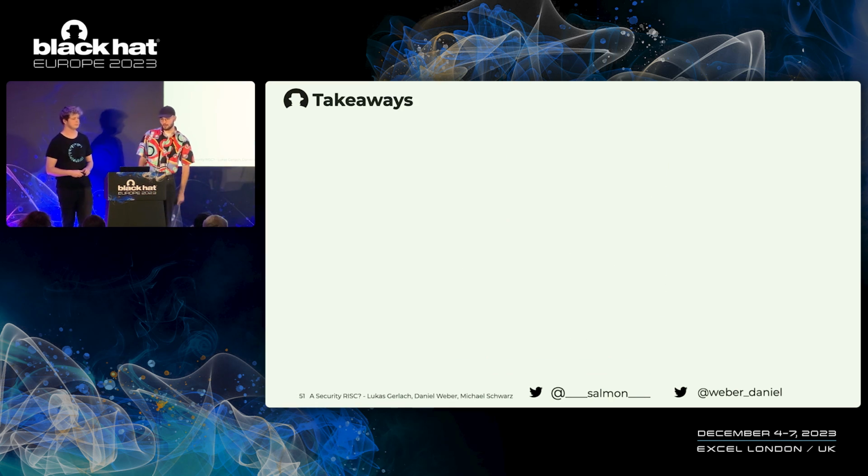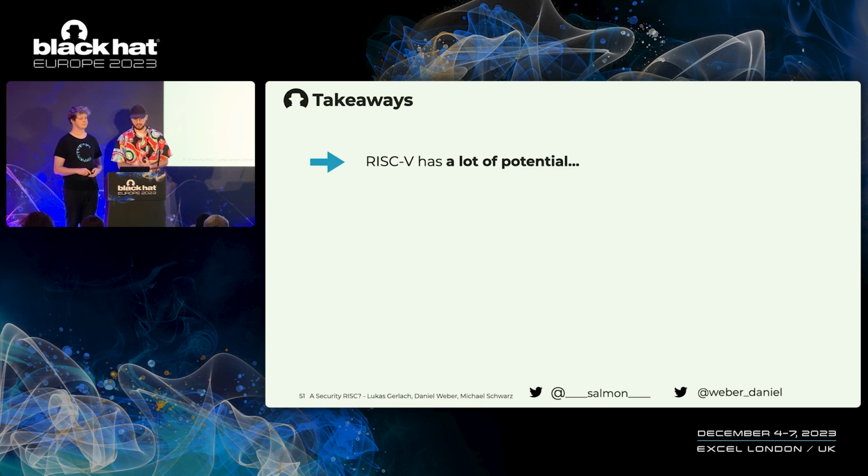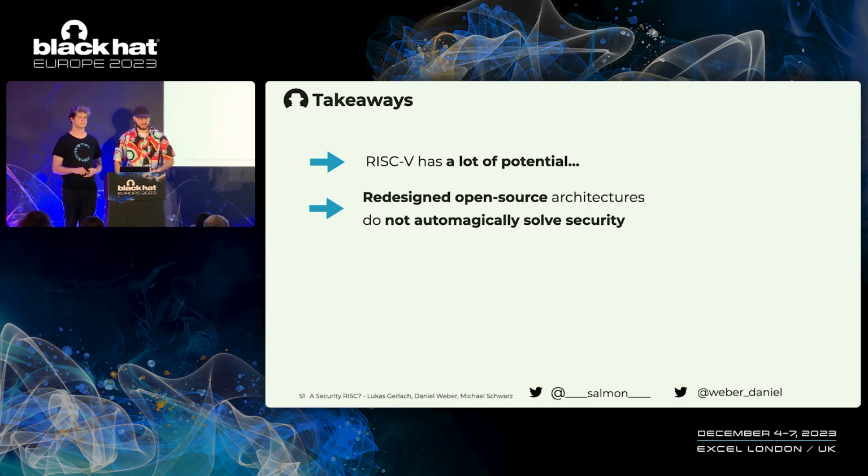So what are the key takeaways that you should really take away from this talk? First of all, we've seen RISC-V, and we've seen that it has a lot of potential. There's a lot of adoption already, and there are great projects out there. But on the other side, we've seen that redesigning something and making it open source does not fix all of the problems magically. There are really a lot of requirements that go above basically making the stuff open source to get a secure chip.